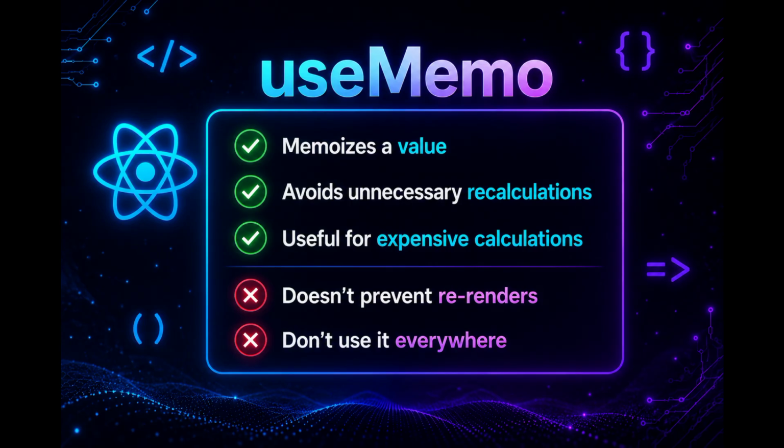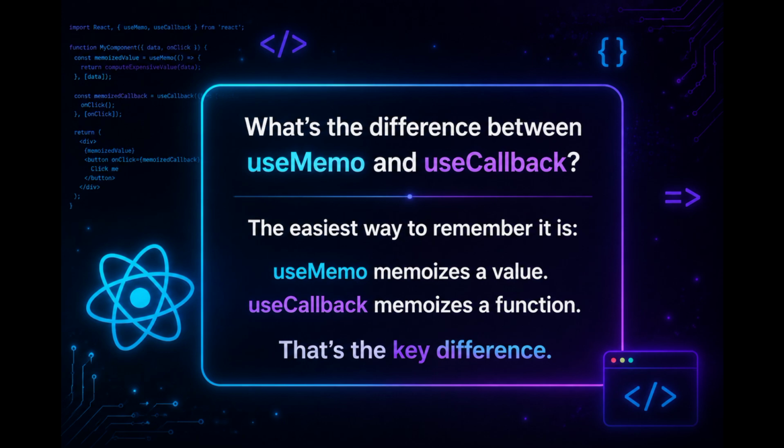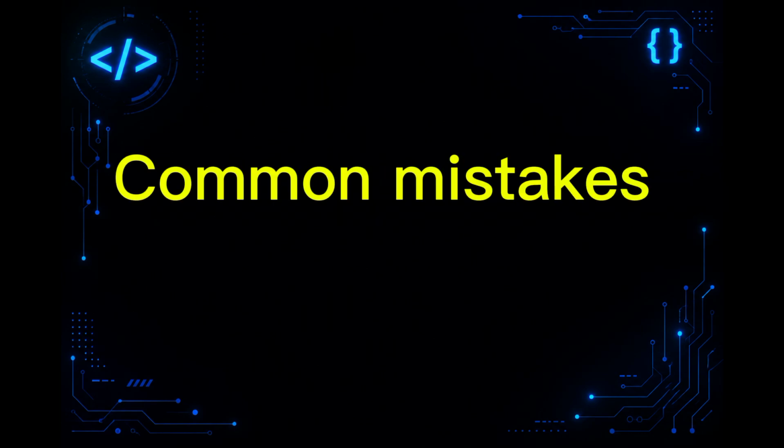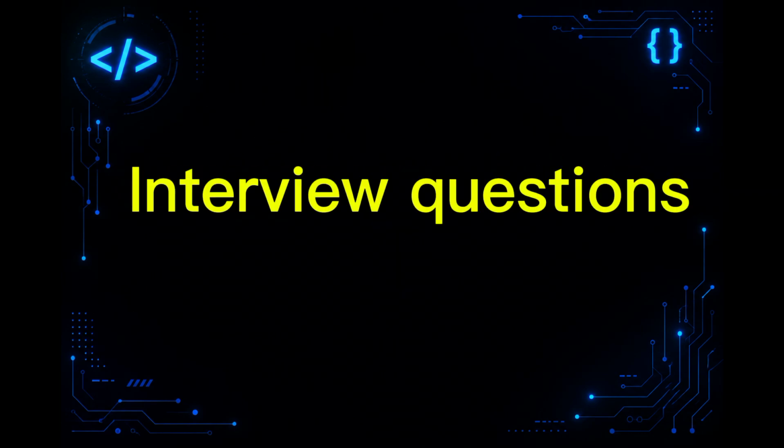So let's quickly revise. useMemo remembers the calculated value. It can help us avoid unnecessary expensive calculations. It doesn't prevent re-renders and we shouldn't use it everywhere. And remember the most important interview point, useMemo memoizes a value while useCallback memoizes a function. Now you understand the basics of useMemo, including its syntax, real-life use case, behind the scenes working, common mistakes, and interview questions.